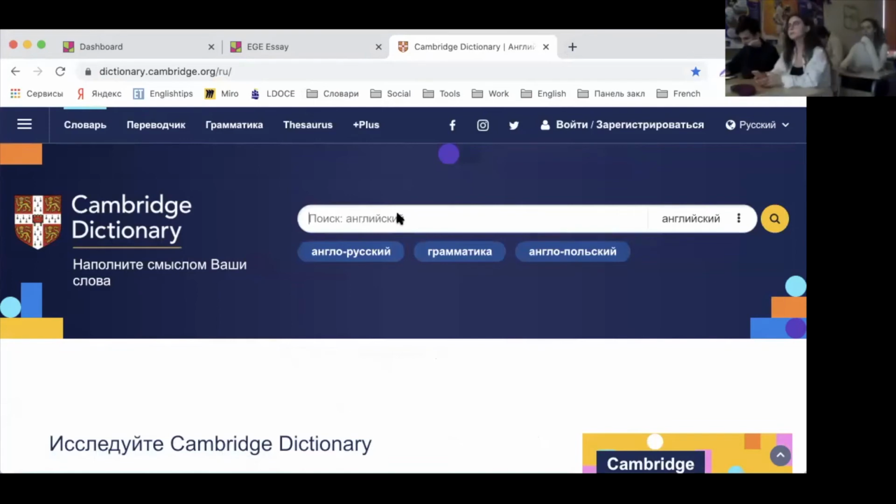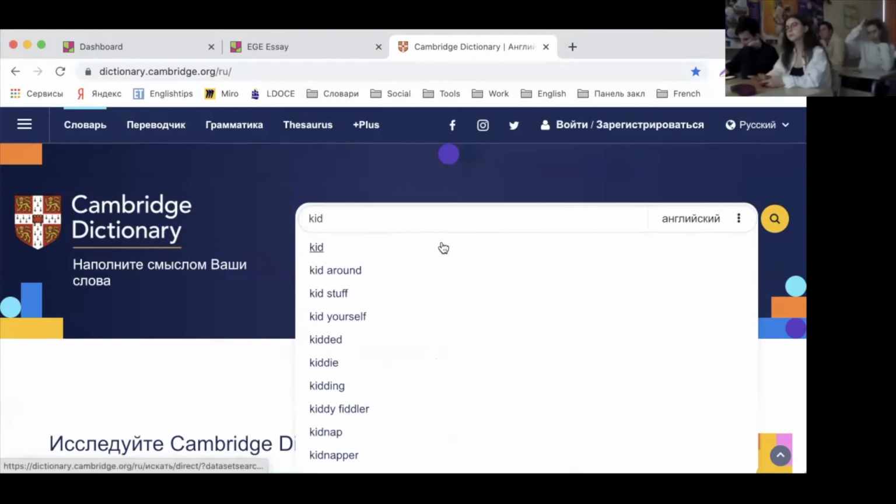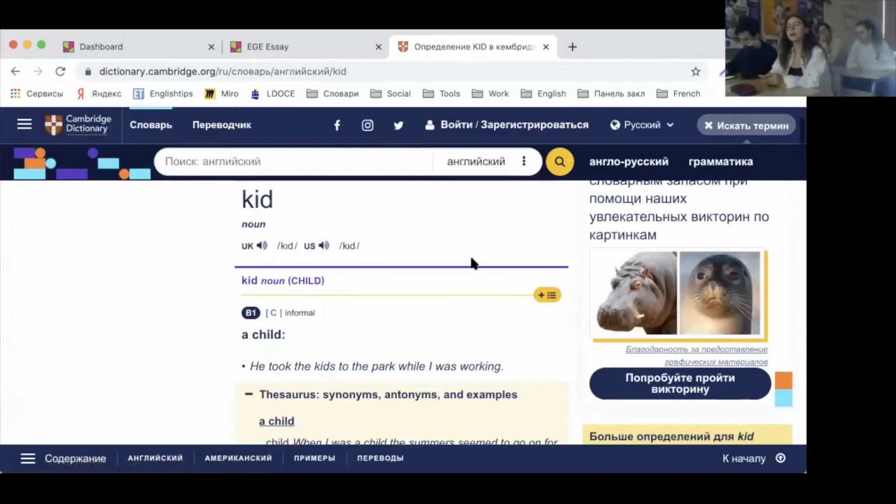So we go to Cambridge Online and we click kid. Can you see me typing? Yes. And what we see, this informal word. Okay. So you can't replace children with kids, only children. Okay. Yeah, there are many tricks here, by the way.